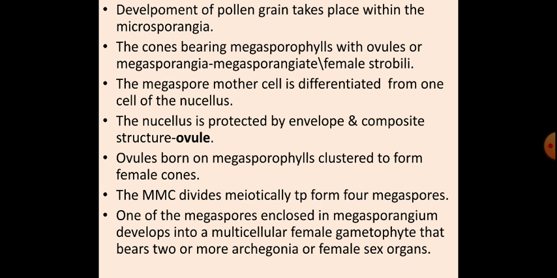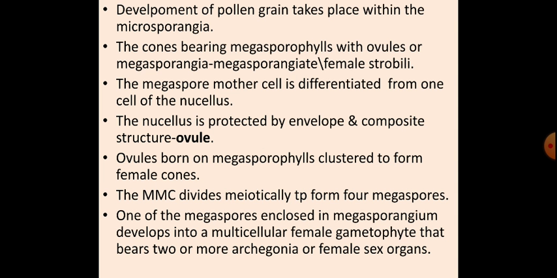What happens is the cones bear megasporophyll. These megasporophyll will contain megasporangia. Megasporangia is produced by the megaspore mother cell, MMC. The megaspore mother cell is present inside, differentiated into the nucellus. Nucellus is a reserve food material. This nucellus is protected by the ovule. Now ovules are born on megasporophyll. Ovules are seeds. They are born on megasporophyll clustered to form female cones.